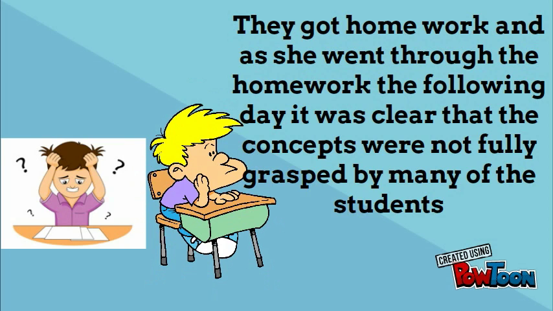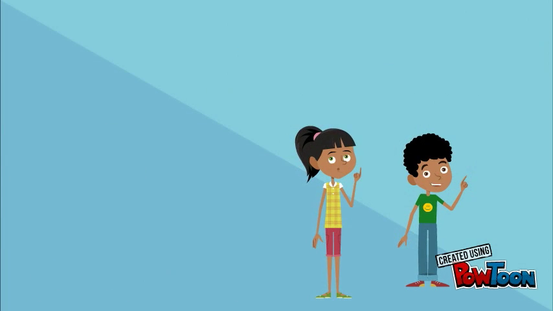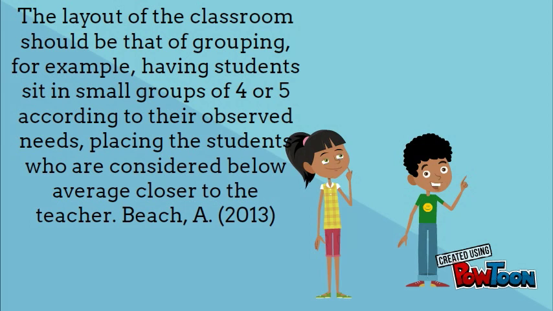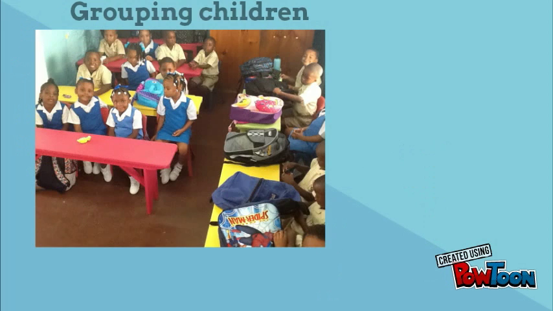In addition, there are 18 children in this class, one of whom I consider to have special needs and four of whom do not know the difference between left-hand and right-hand. In order to resolve this problem, the layout of the classroom should be that of grouping, for example having students in small groups of 4 or 5 according to their needs. In grouping children, those who are considered below average would be seated closer to the teacher to get more attention.